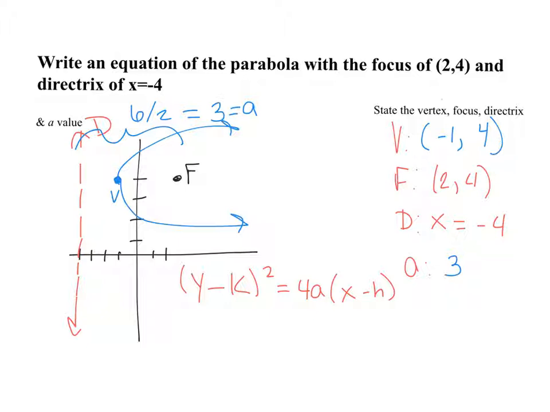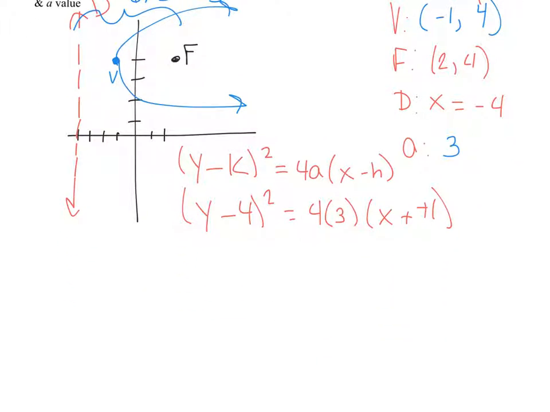So now I'm going to plug in my h and my k. So my k is positive 4, so it'll become a negative 4. My a is 3. And because my h is already negative, I'm putting in a negative negative, which makes it a positive. That's why the signs change, because you have a negative negative. I'm now going to have y minus 4 all squared equals 12, and then x plus 1.